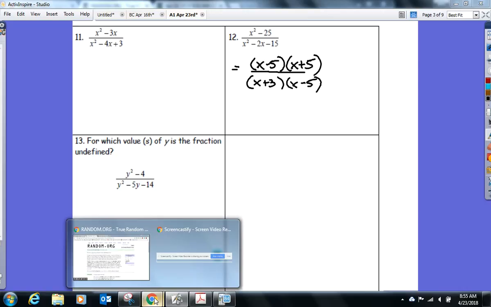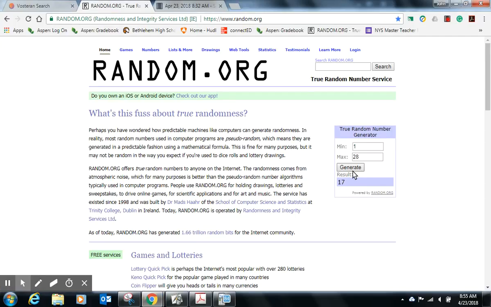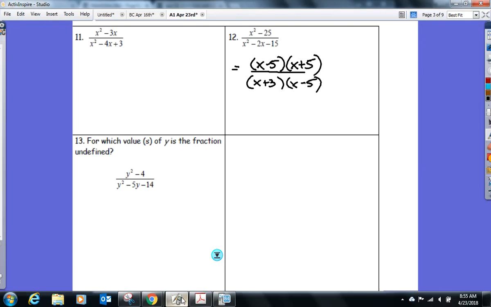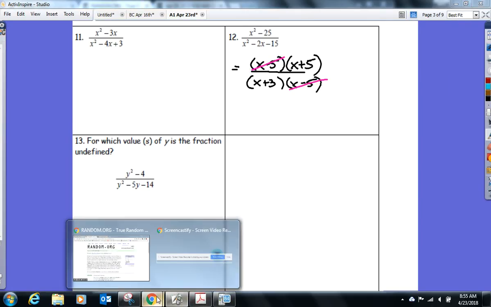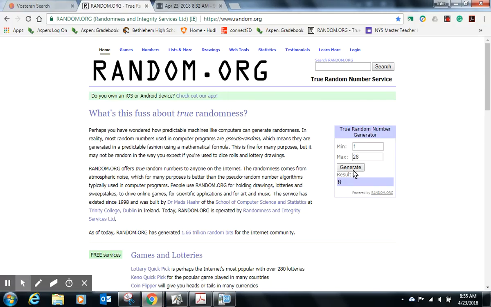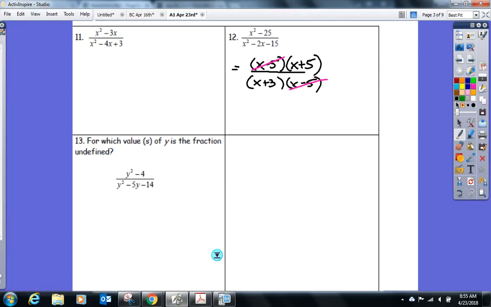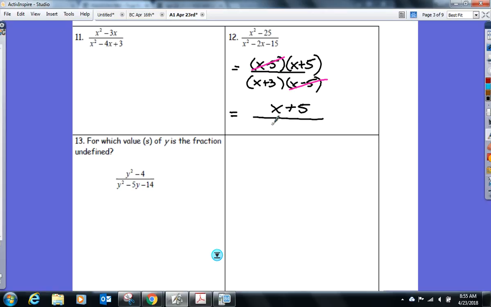Now you're ready to simplify. What can I simplify? Good. All right, what's left? What's left over now? Yep. Anybody want to get rid of the x's? Me neither. Okay? Yep. All right.